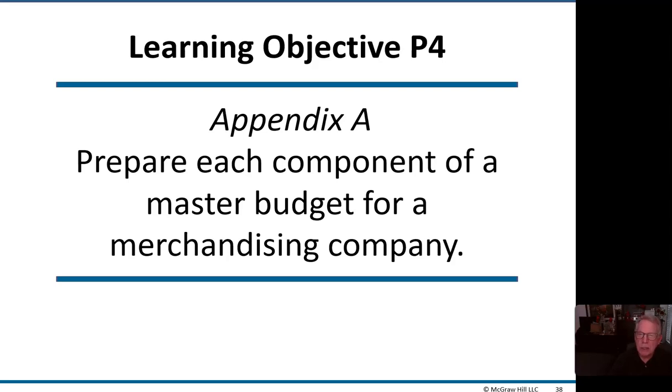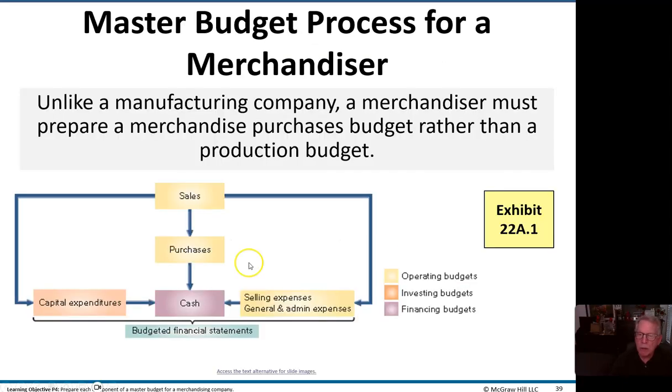Now, if we look at each component of a master budget for a merchandising company, we can see that we have certainly a simpler version of a manufacturing company, but we have purchases budgets rather than a production budget. So we purchase finished goods, put them on the shelves, and sell them directly that way. Again, our capital expenditures and our selling expenses and general and administrative expenditures.